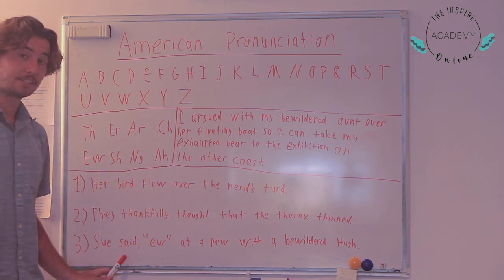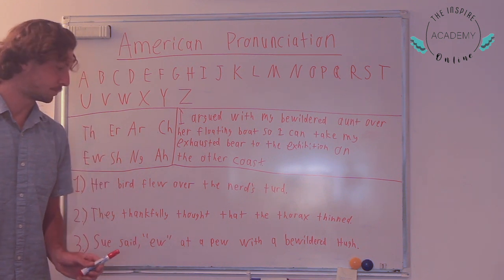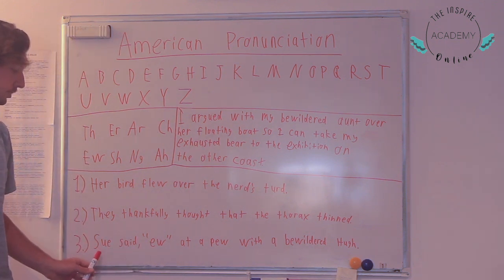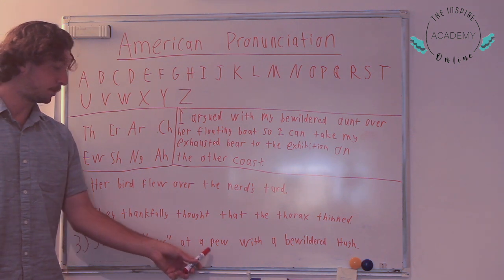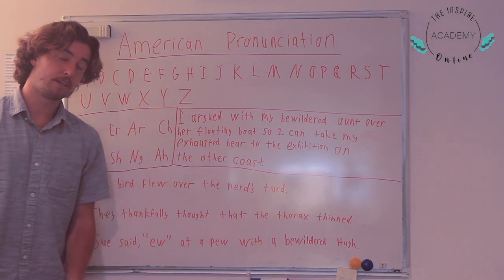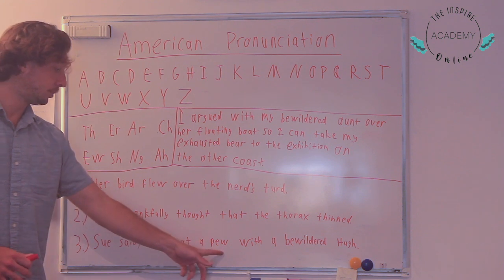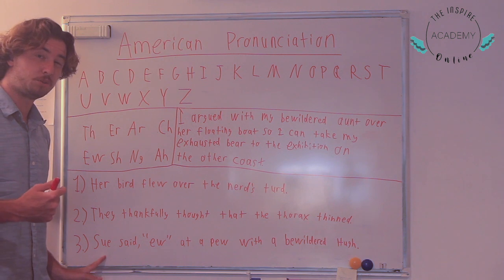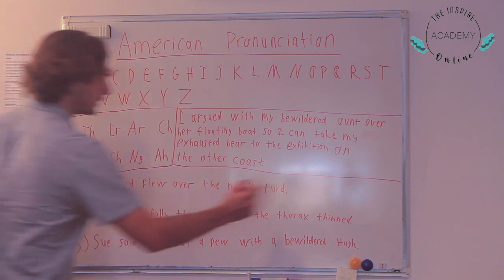Okay, last but not least, this one stresses the U sound. It's a particular way with the tongue, U. So ready? Sue said ew at a pew with a bewildered hue. Notice how the spelling is different as well, how you can go from you to Sue. Sue is also not as "you" as the others. It's more "Sue." It could be almost written like this.